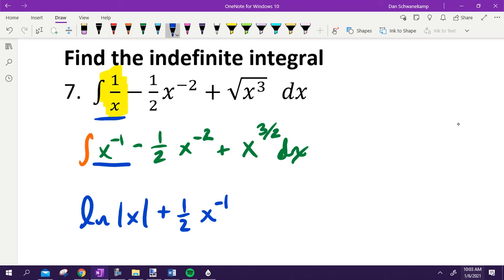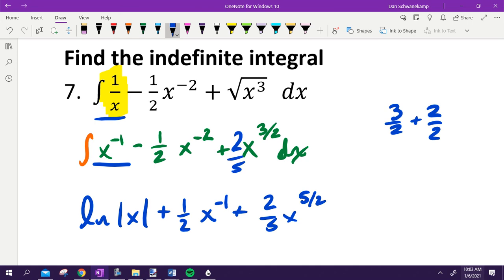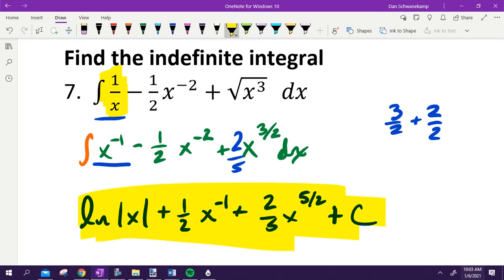My last one, x to the 3 halves. So I'm adding 1 to my exponent. Slade, what's my new exponent going to be? 5 halves, because he's taking 3 halves plus 2 over 2. Then what's your new leading coefficient going to be? 2/5, because he's dividing by his new exponent. We get that 2/5 in front, plus c at the end. There's that one. Questions there?